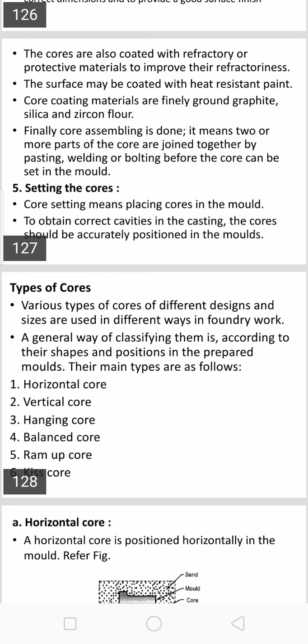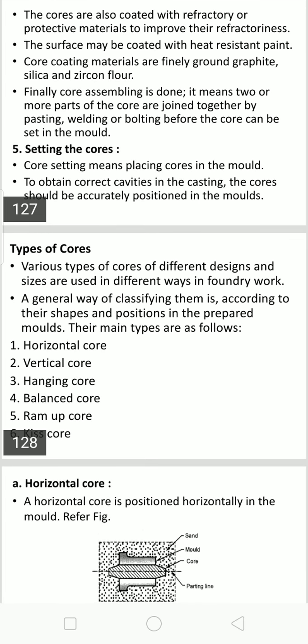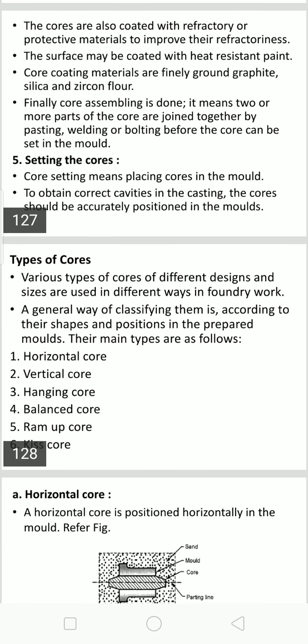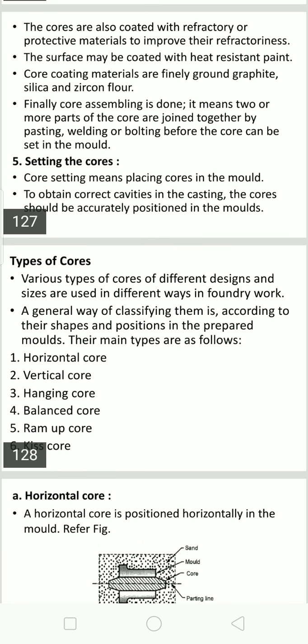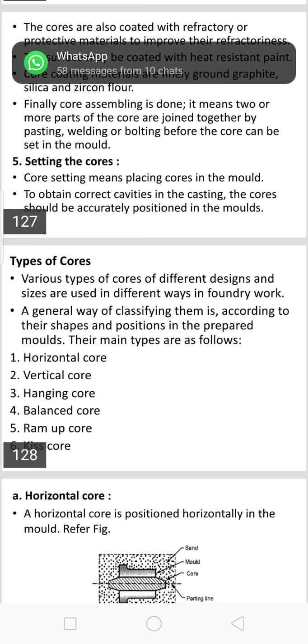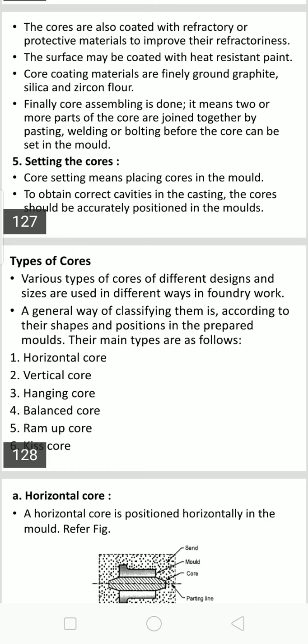Then finally they inspect the cores before they are sent for molding. It is essential to inspect for accurate dimensions, cleanliness and proper assembly. Once it is inspected, it will be sent to molding. So these are the different operations involved in core making. These are very important from the examination point of view. You need to thoroughly understand them before understanding the casting process.